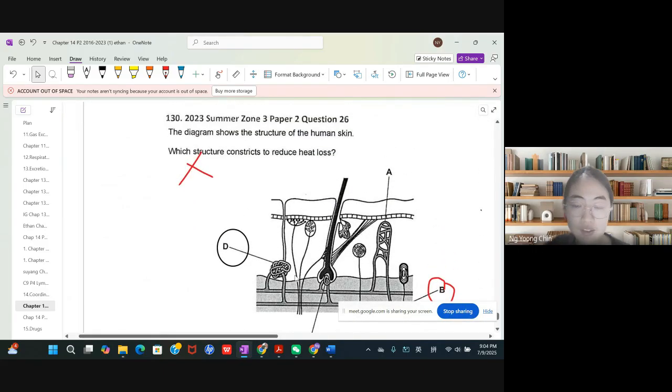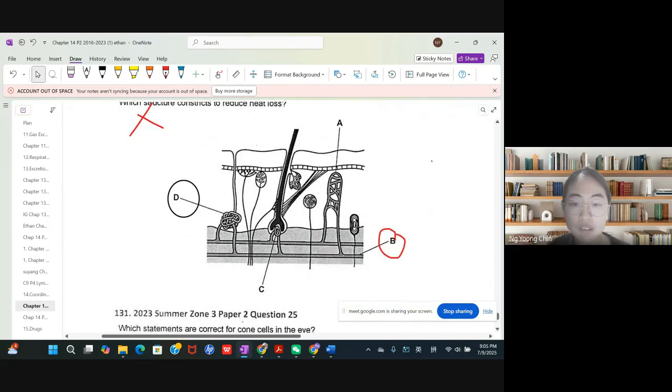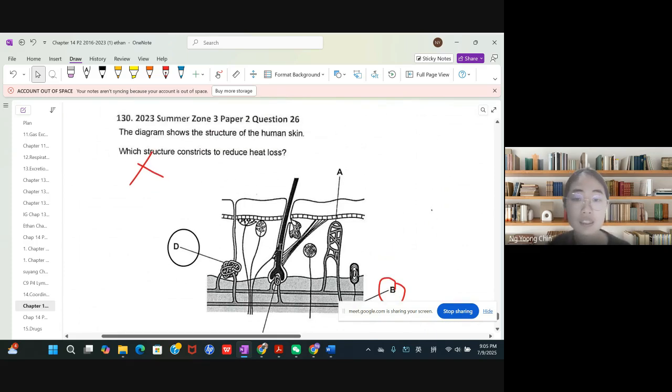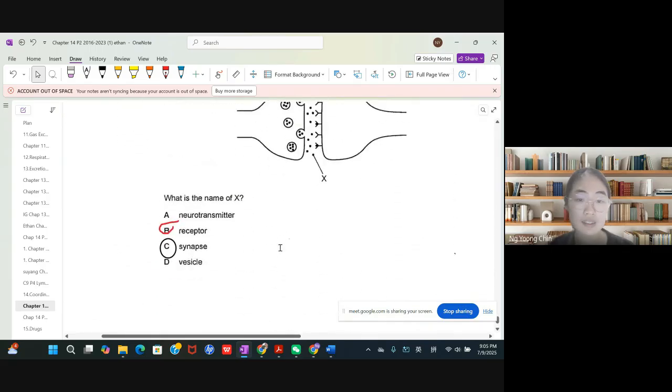For this one, which structure will constrict to reduce heat loss? What is donkey? Donkey is the sweat gland. A refers to the blood capillary. C refers to the hair follicle. So what will constrict is the arteriole. The arteriole will do the vasoconstriction and the vasodilation. So that is boy, because boy belongs to the arteriole. Okay, done.